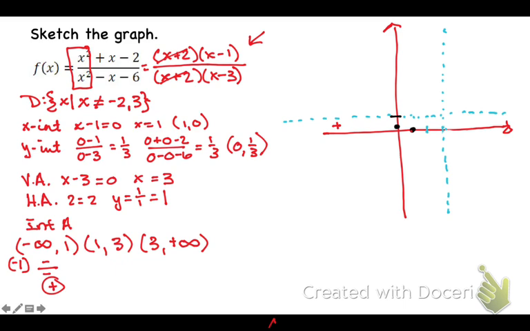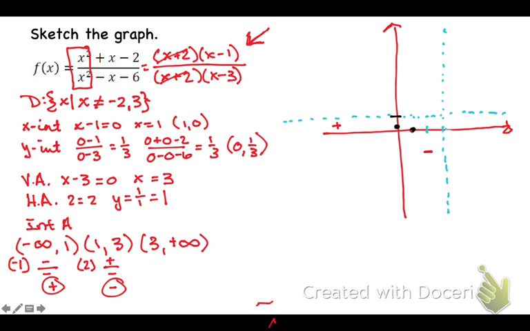Okay, then I go to the next one. And 2 is between 1 and 3. So I plug it in right back up here again. So 2 minus 1 is going to be positive. And 2 minus 3 is going to be negative. So the whole thing is negative. So over here, it's going to be negative.